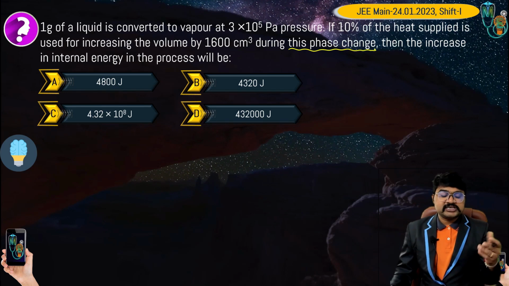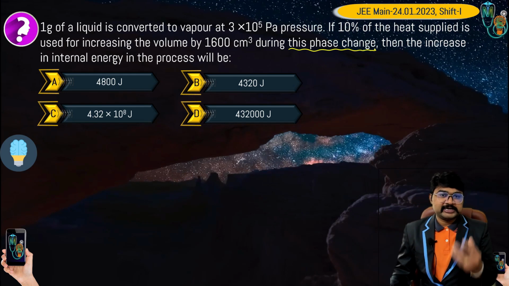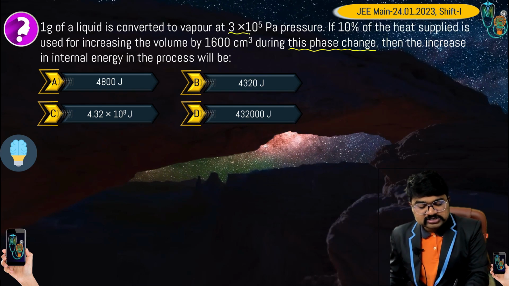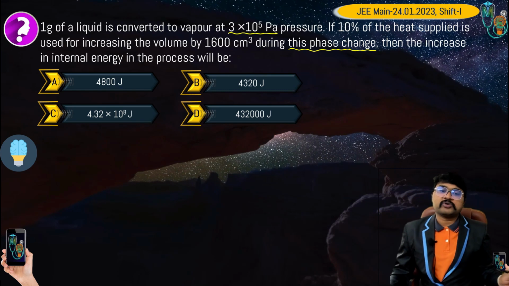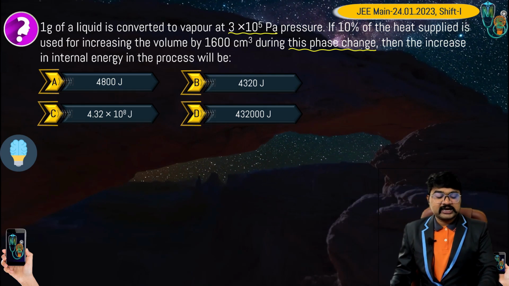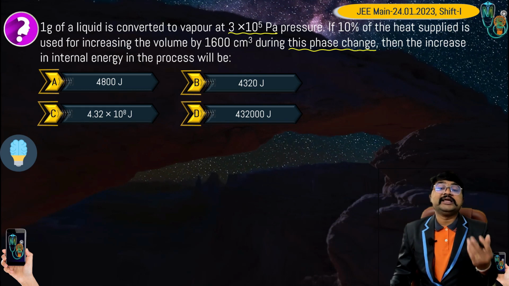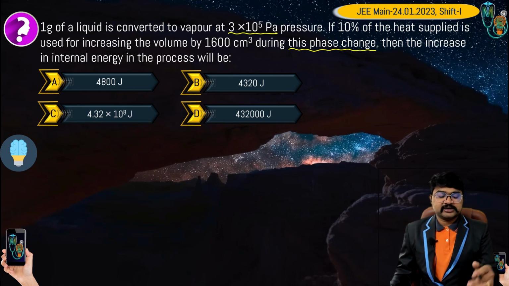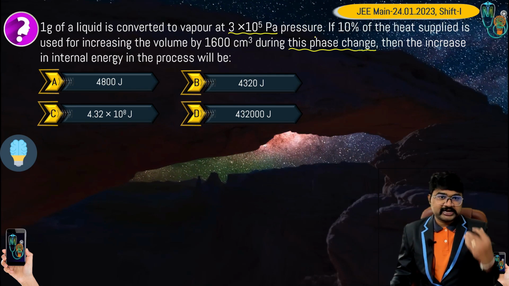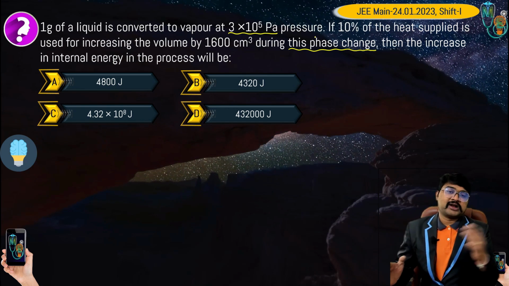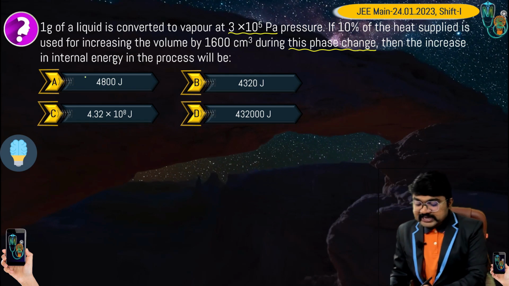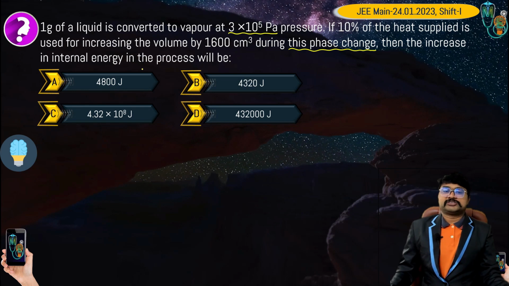Generally, phase change occurs at constant temperature and at constant pressure. This is the constant pressure. At this particular pressure, phase change will occur. Here, this is called latent heat. This is saturation pressure. At this saturated condition, this liquid is converted into vapor. Then the increase in internal energy of the process will be.